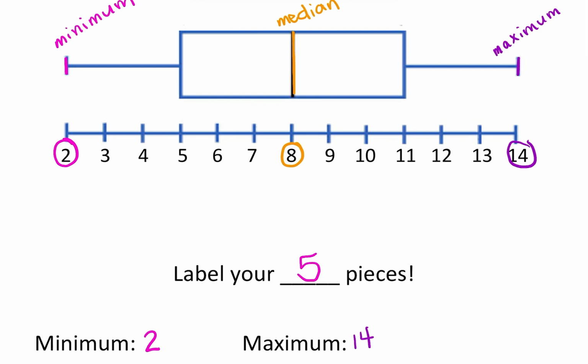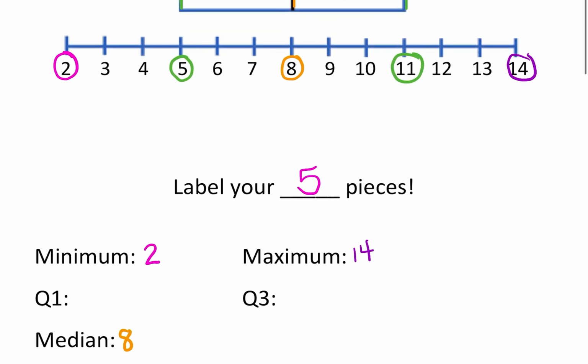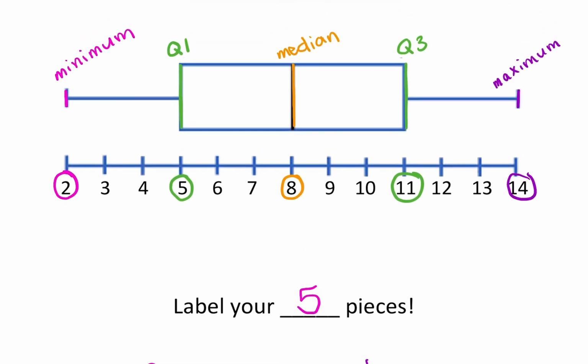And now we are actually going to look at the box. Notice we have our box right here, and then we have the 2 pieces on the sides. The 2 ends of the boxes are important, okay? We have this end. This is our Q1 because it's in the middle of the median and the minimum. And then on the other end of our box, this would be my Q3. So my Q1 is 5 and my Q3 is 11. So those are the 5 pieces of a box plot we can label. Make sure we label those.